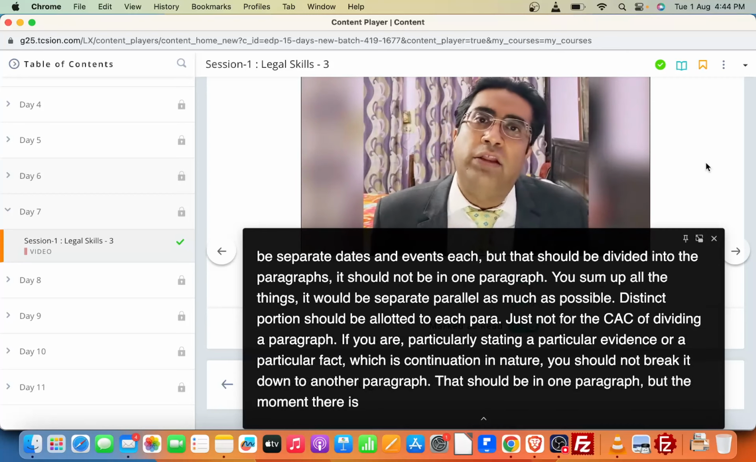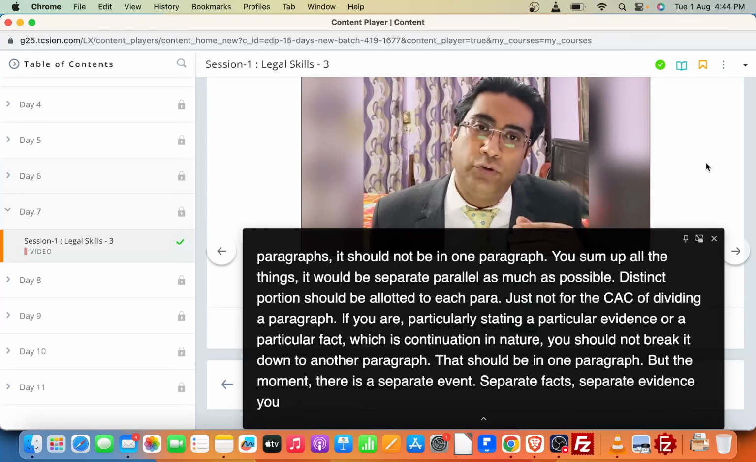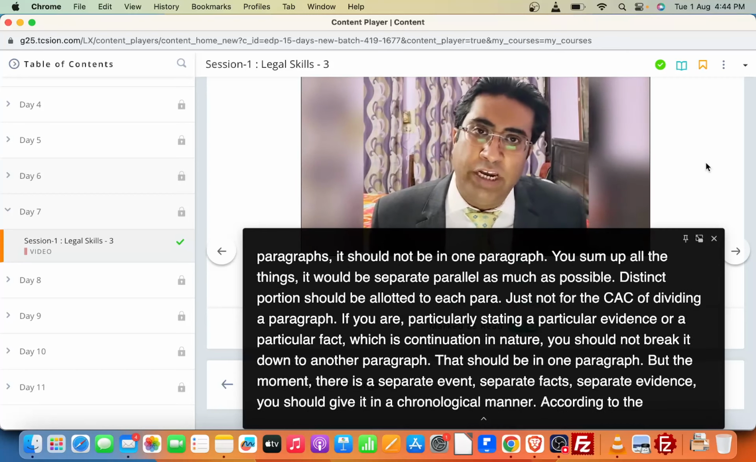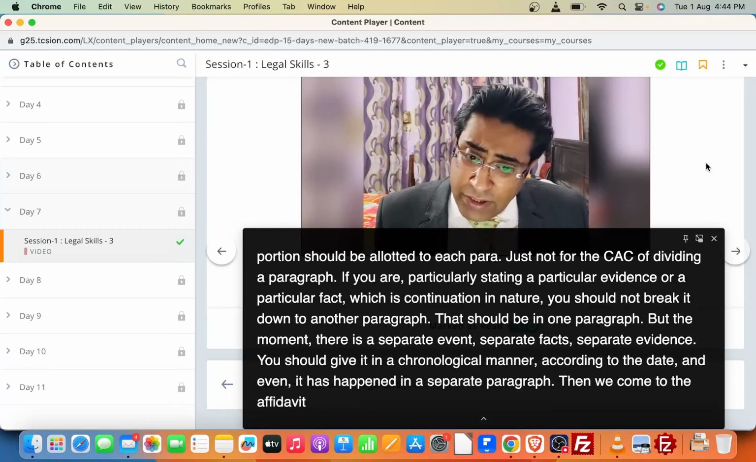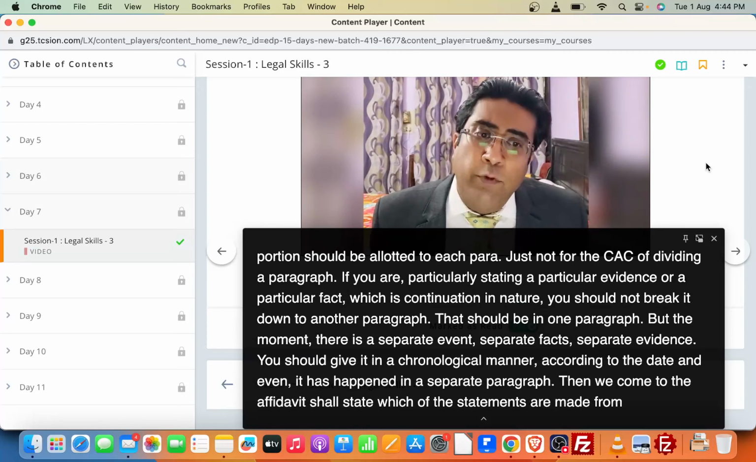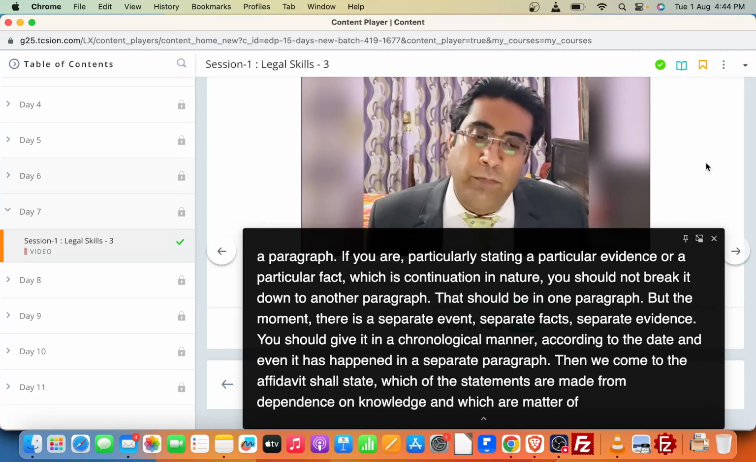But the moment there is a separate event, separate fact, separate evidence, you should give it in a chronological manner according to the date and event it has happened, in a separate paragraph. Then we come to the affidavit. It shall state which of the statements are made from the deponent's own knowledge and which are matters of information or belief.